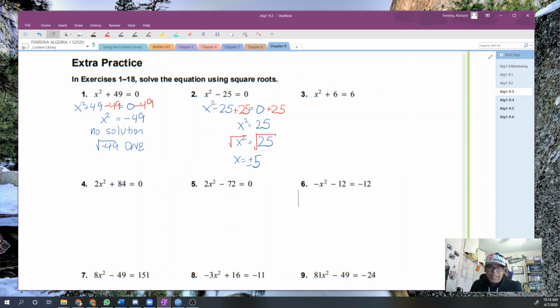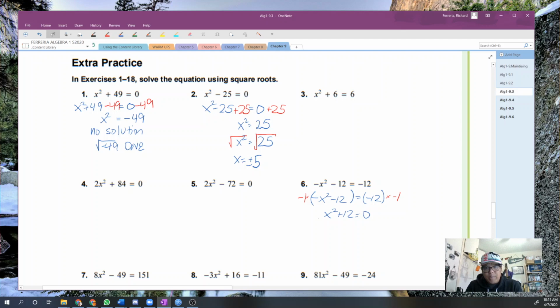Taking a look at number 6, I notice that x squared is actually negative x squared, and I don't like that. So what I'm going to do is multiply both sides by negative 1. Let's remember how to do that. We're going to put parentheses around the left side and just put a times negative 1 on the far left. And then we're going to put parentheses around the right side, in this case negative 12, and we're going to put a times negative 1 on the outside. So if you multiply everything by negative 1, that basically changes all the signs.